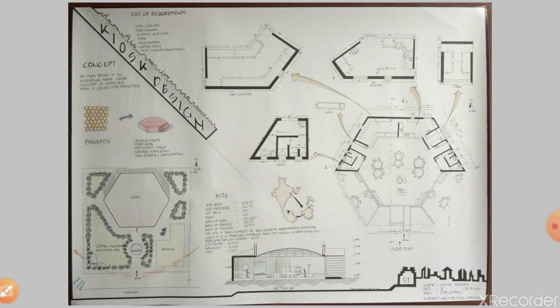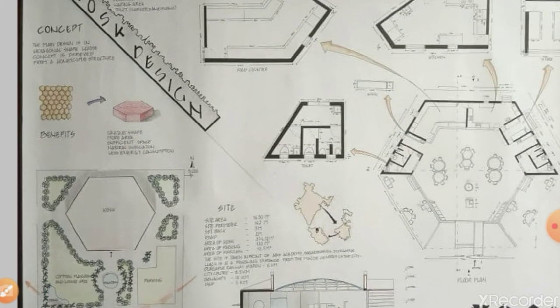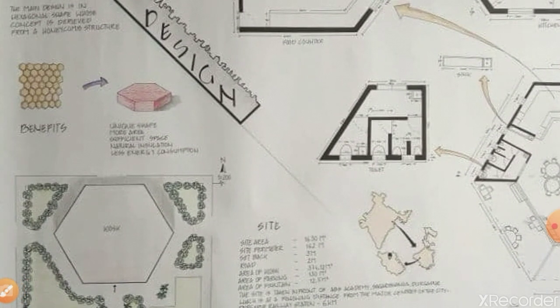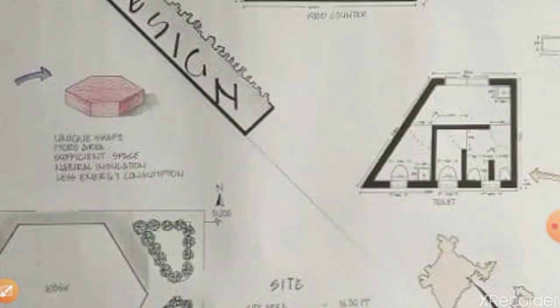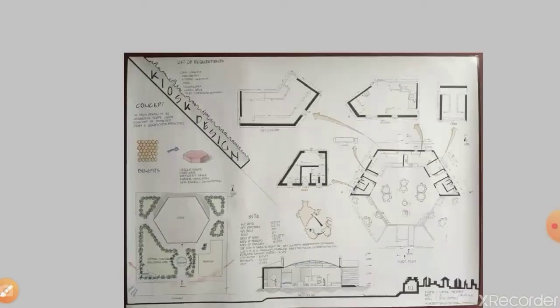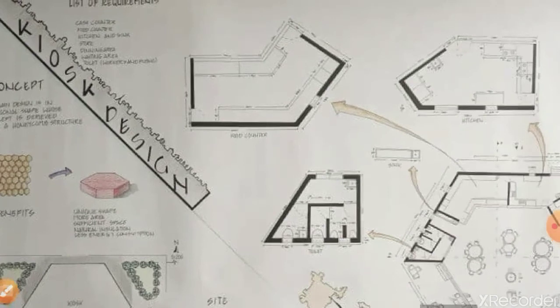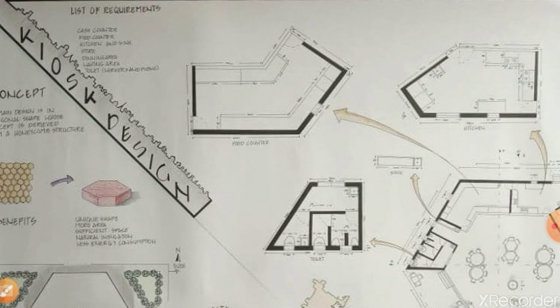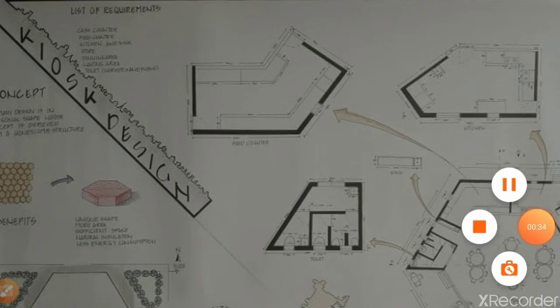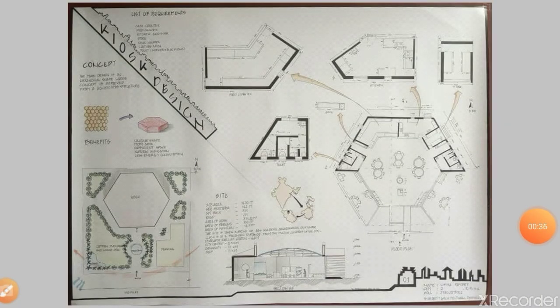My concept of designing this project is based upon the honeycomb structure. The benefits of this structure are that it has a unique shape, more area, sufficient space, natural insulation, and less energy consumption. The list of the requirements are: cash counter, food counter, kitchen, sink, waiting area, and toilets for workers and the public.